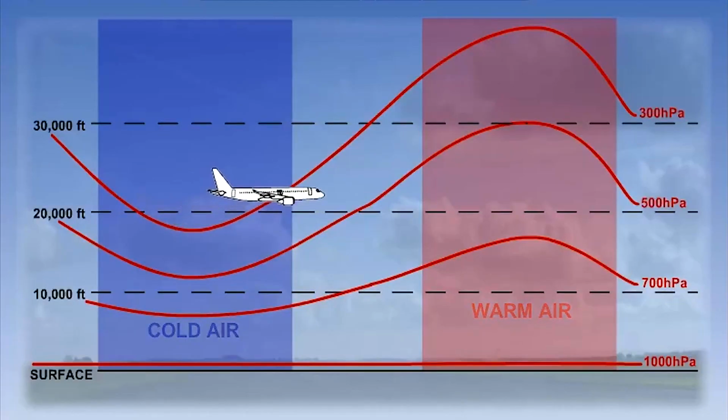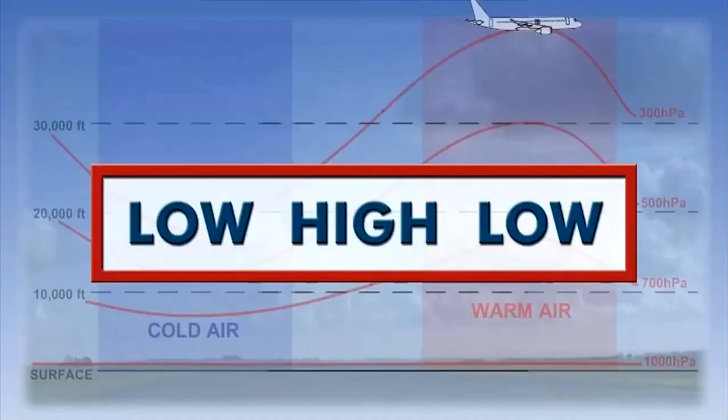This temperature effect will reverse if we fly into a warmer region. Notice how the aircraft is in fact climbing away from the ground but that the indicated altitude is staying constant. This example illustrates the concept of low, high, low. Flying from a low temperature to a high temperature, the altimeter will read lower than true altitude.